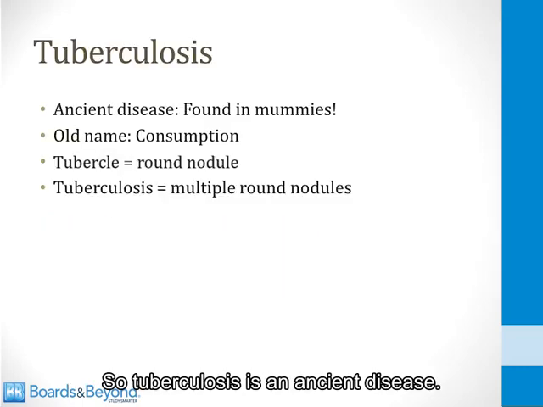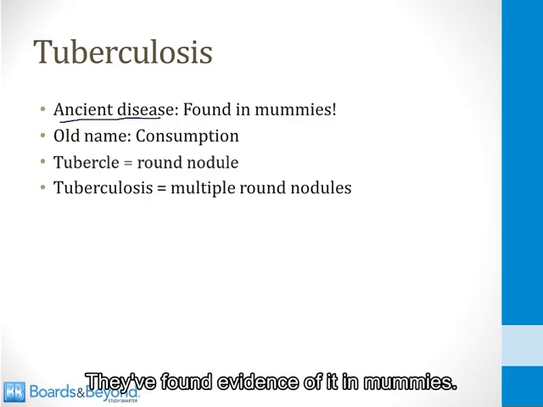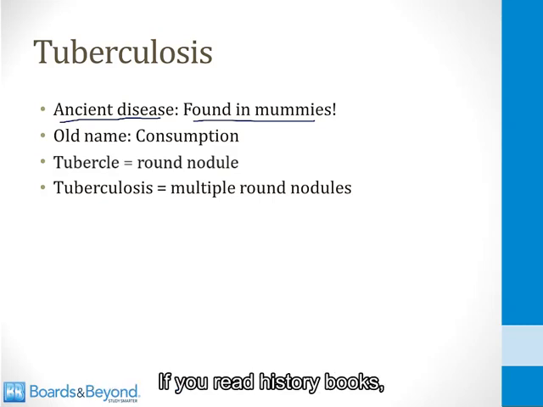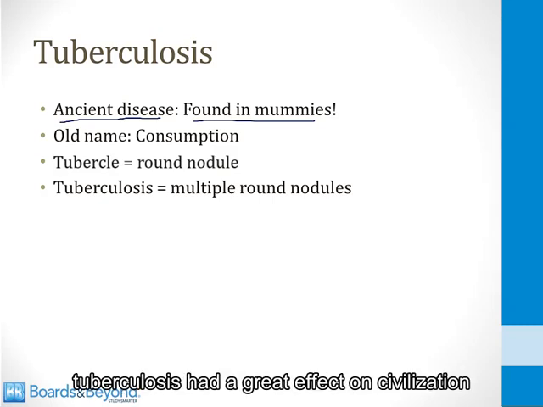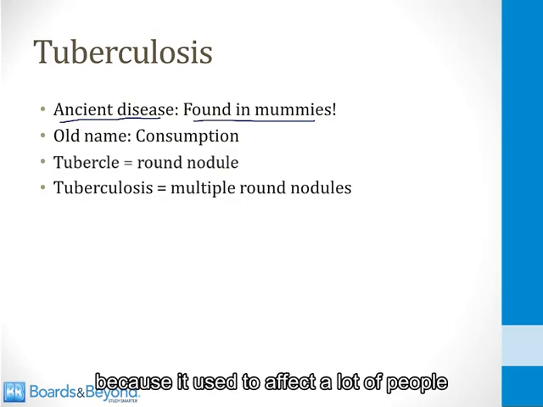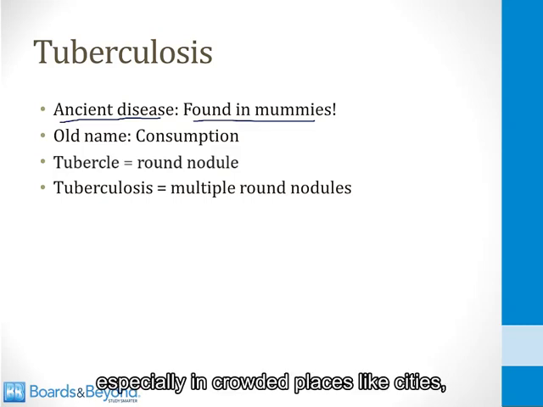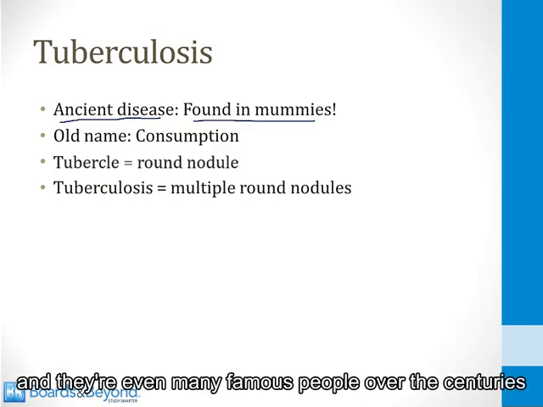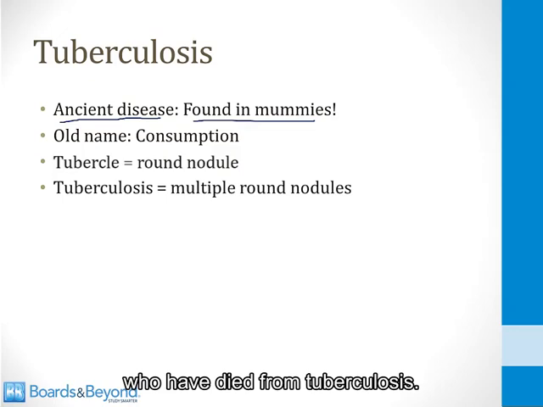So tuberculosis is an ancient disease. They've found evidence of it in mummies. And if you read history books, tuberculosis had a great effect on civilization prior to the antibiotic era because it used to affect a lot of people, especially in crowded places like cities, and there are even many famous people over the centuries who've died from tuberculosis.